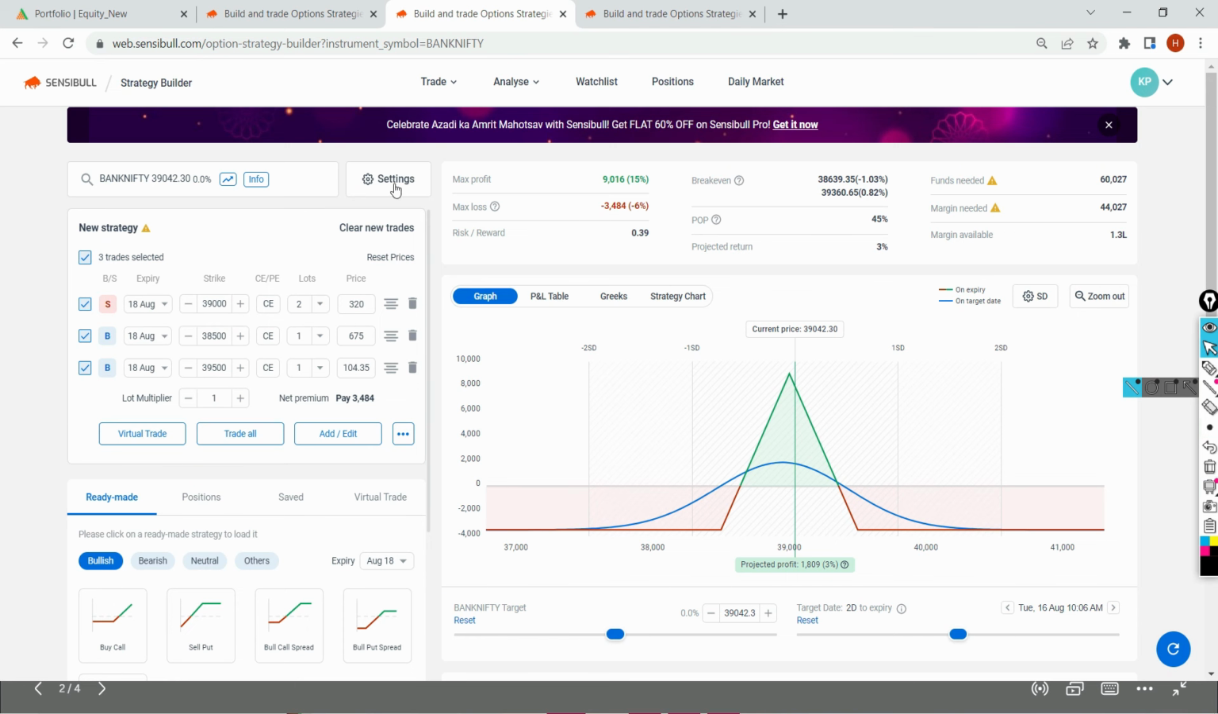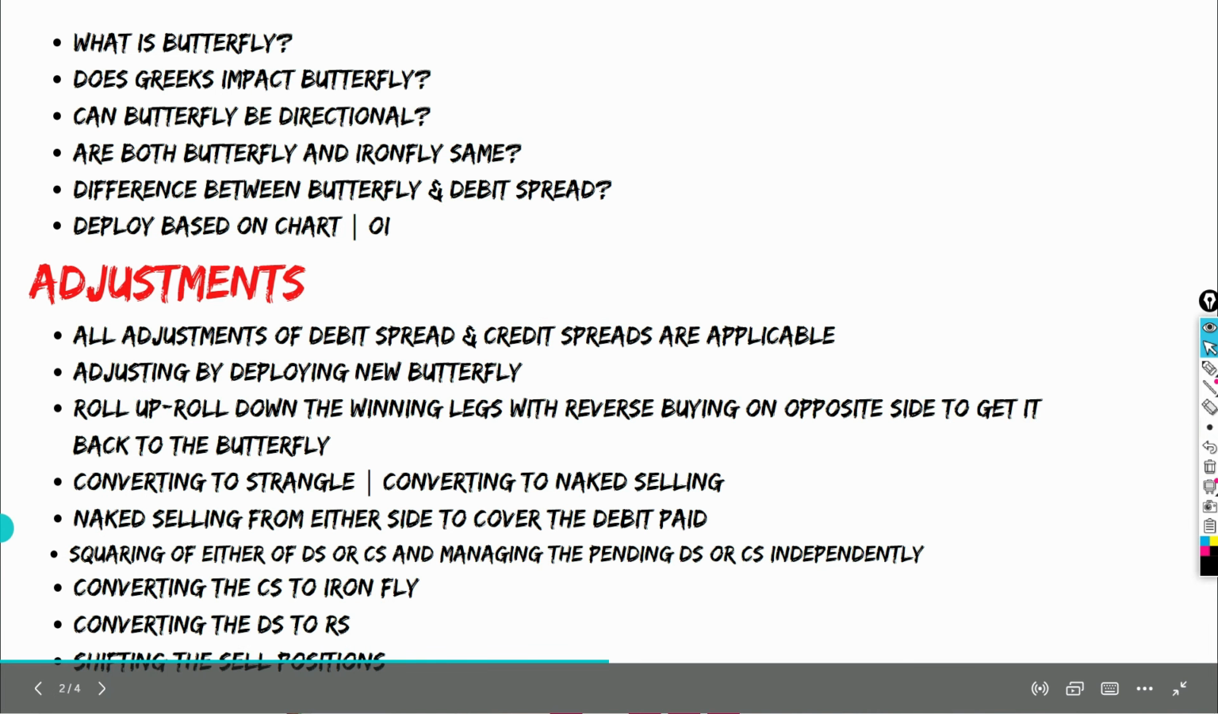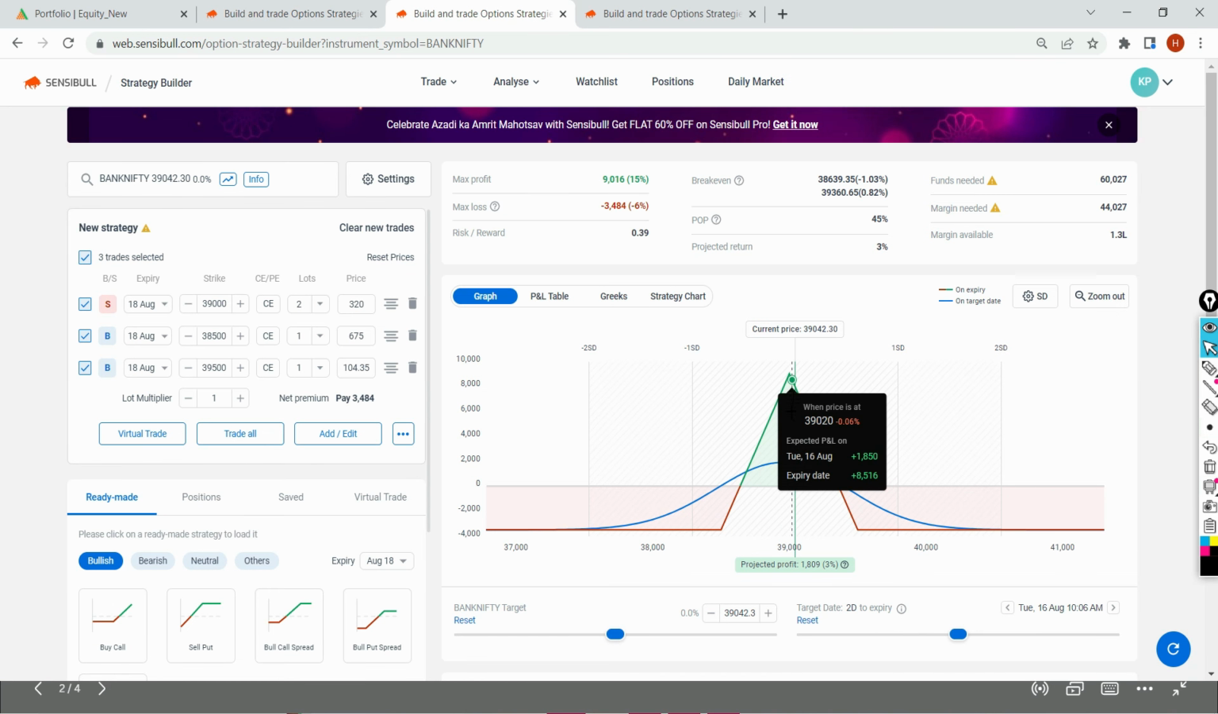Okay, now the last adjustment, this is going to be very good. Shifting the sell position, meaning this is your butterfly. Let's say the market stands somewhere here. You are in your loss zone. So what you have to do is move your sold position, roll up your sold position. That's it. Whenever you roll up your sold position, no doubt you will be decreasing your range.